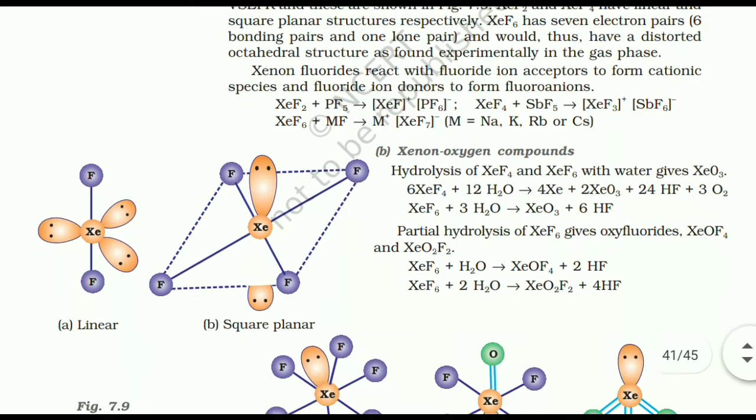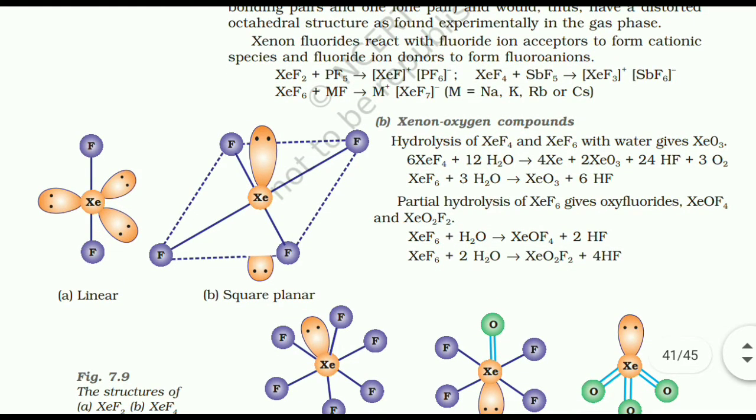Number B. Xenon oxygen compounds. Hydrolysis of XeF4 and XeF6 with water gives XeO3. Partial hydrolysis of XeF6 gives oxyfluorides XeOF4 and XeO2F2.